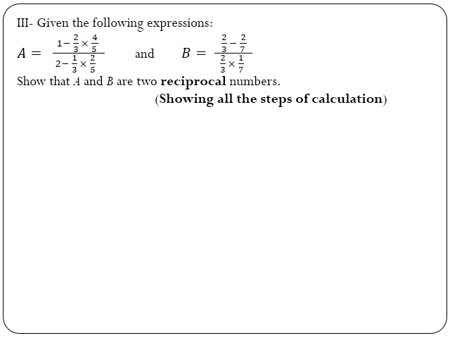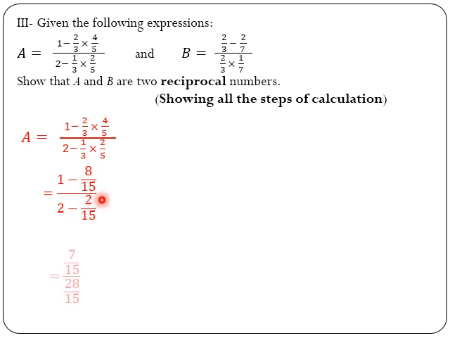Part 3. Show that A and B are two reciprocal numbers. Reciprocal means that A equals 1 over B or B equals 1 over A. We write A. Since we have subtraction and multiplication, I have to start with multiplication. So it's 1 minus 8 over 15 over 2 minus 1 times 2, 2, and 3 times 5, 15. So in the denominator, we should write 2 minus 2 over 15.